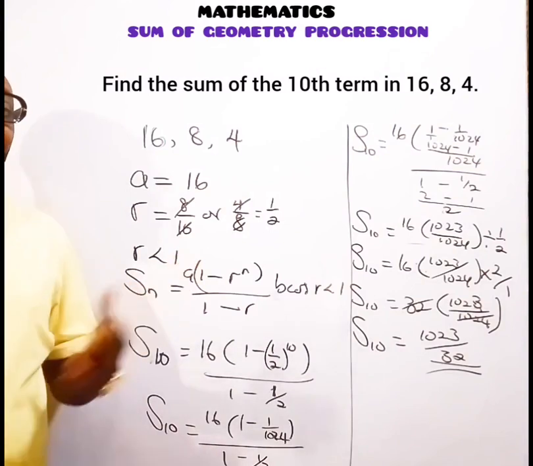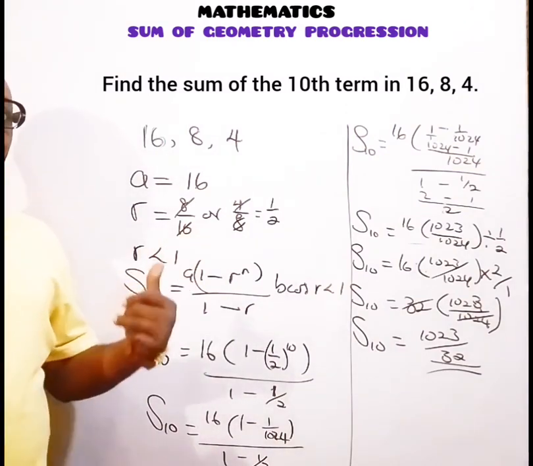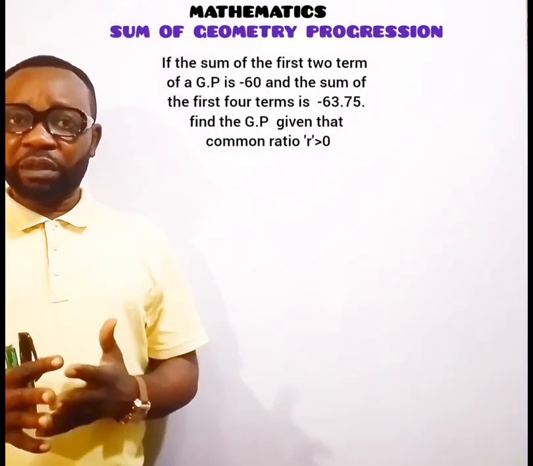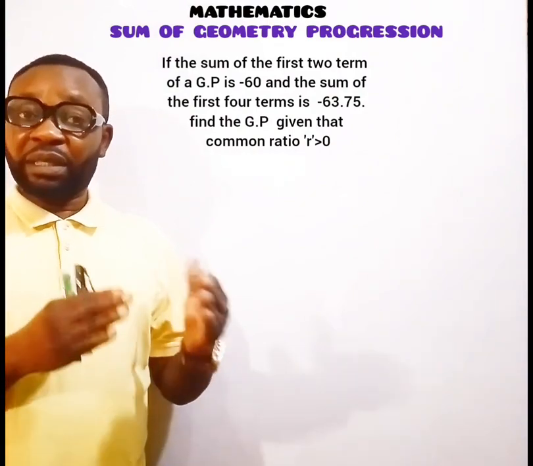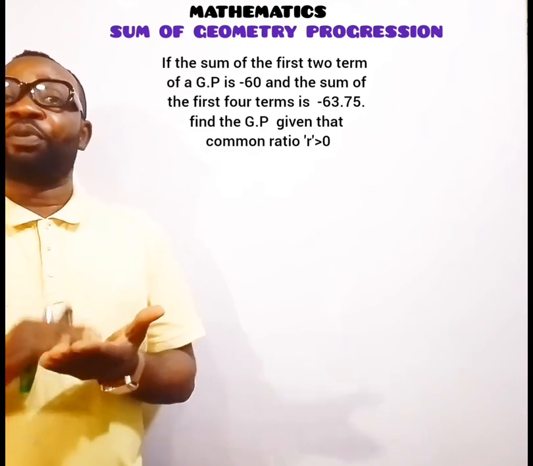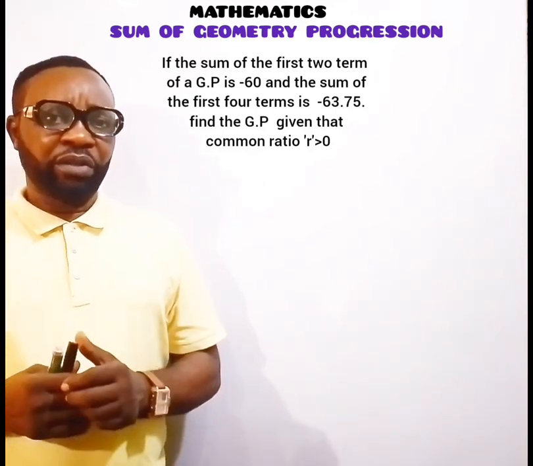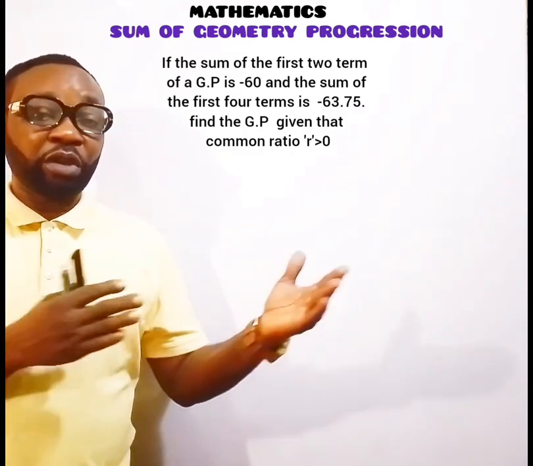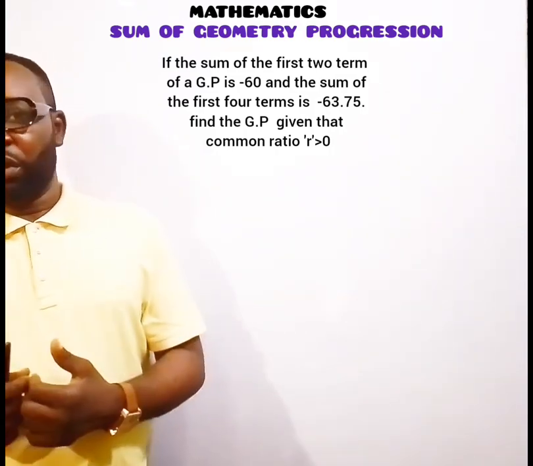This might be a little bit difficult to solve. We are going to solve it here. The question we have here is on the sum of geometric progression terms that have been given to us. We are asked to find the geometric progression terms. Now, how do we get this kind of question? We've been given the sum of the first two terms, and we're also given the value of the first four terms.